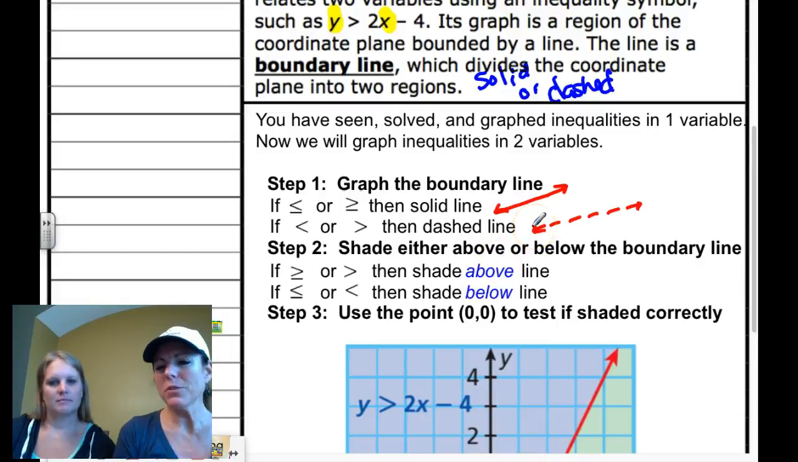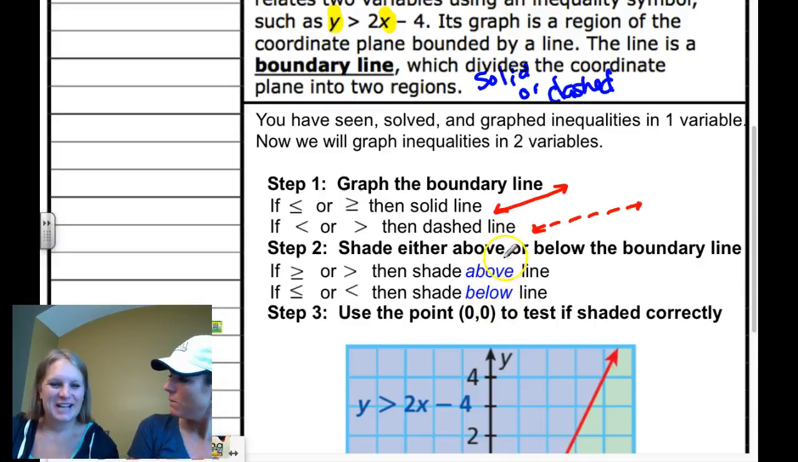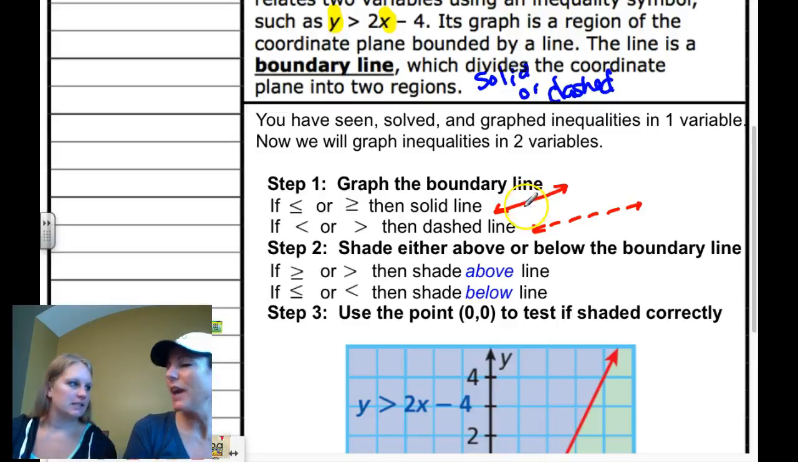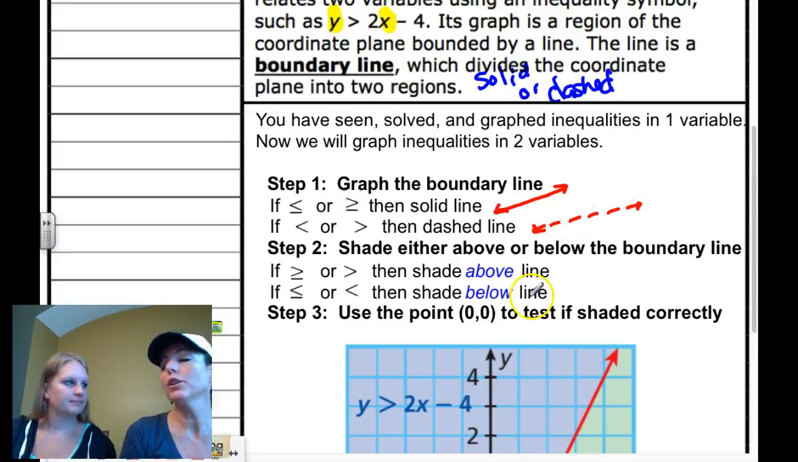Let's talk about this. Why solid versus dashed? Am I just trying to be creative and colorful? No. Solid means that if you picked any point on the line, no matter what point, it's included in your answer. Dashed means anything on that line is not included in your solution.